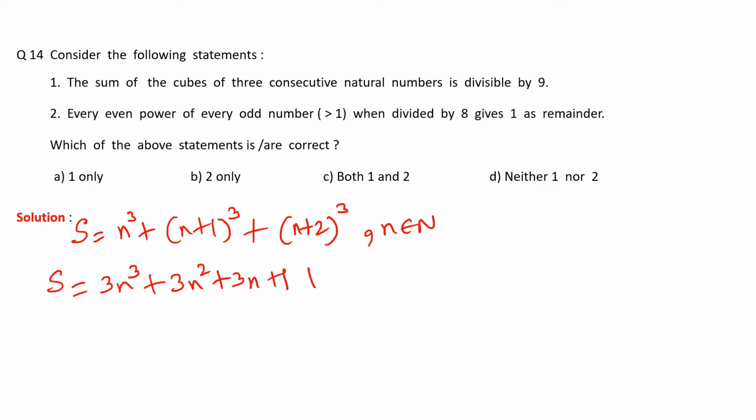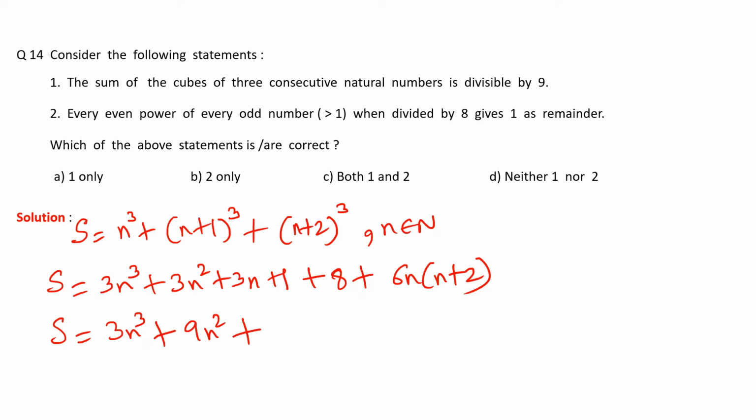I'm just opening these brackets by using identities. Plus 8 plus 6n into n plus 2. So let me collect all the terms. It becomes 3n cube plus 9n square plus 15n plus 9. Now 3 is straight away common. It becomes n cube plus 3n square plus 5n plus 3.